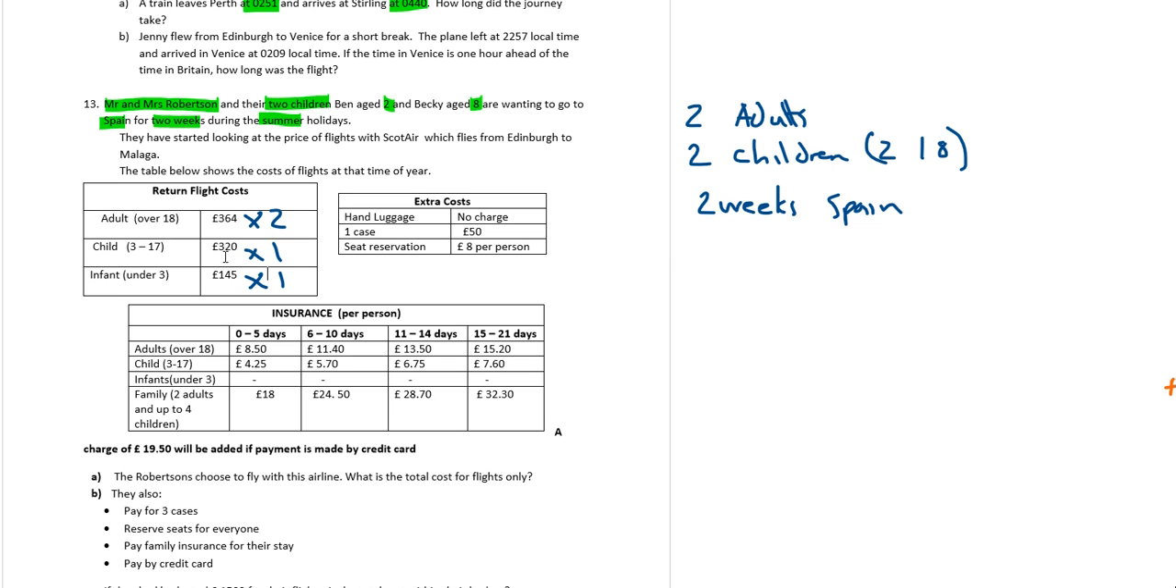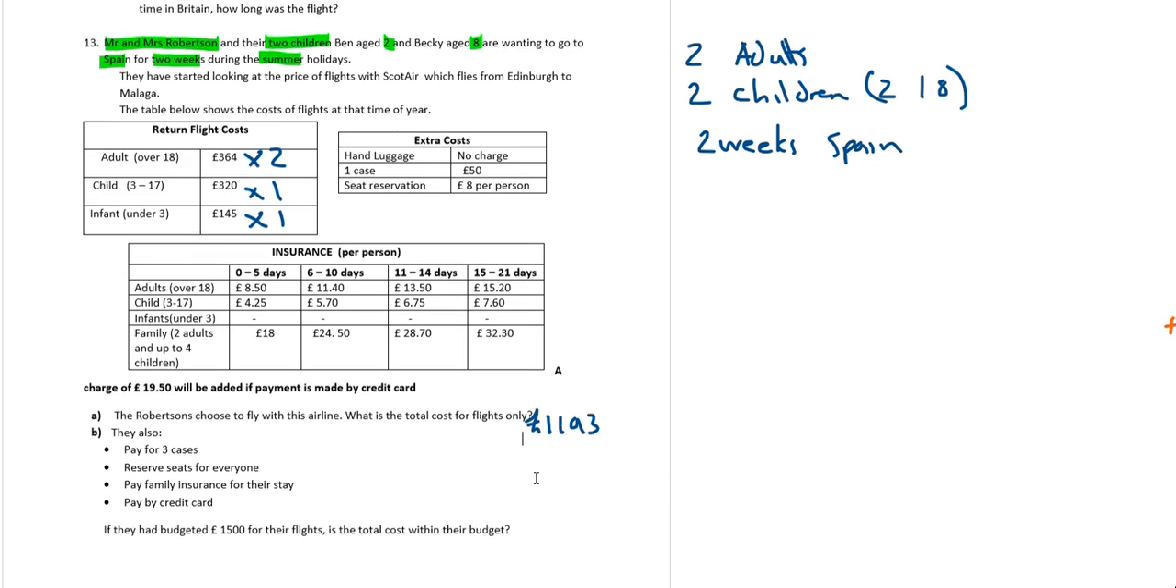So I would say that's going to be 364 times 2 plus 320 plus 145. So I would expect that to be 1193. So it's just taking your time, having a think. We've got 2 adults, we've got a child under 3, a child over 3. So that's me just highlighting the most important information, writing it down. I think we're now fine for that.